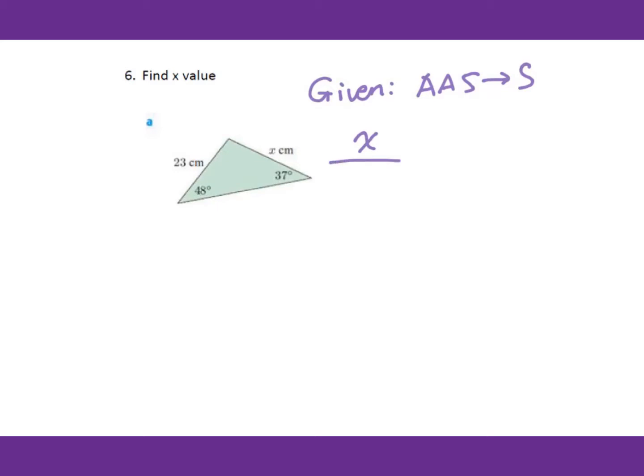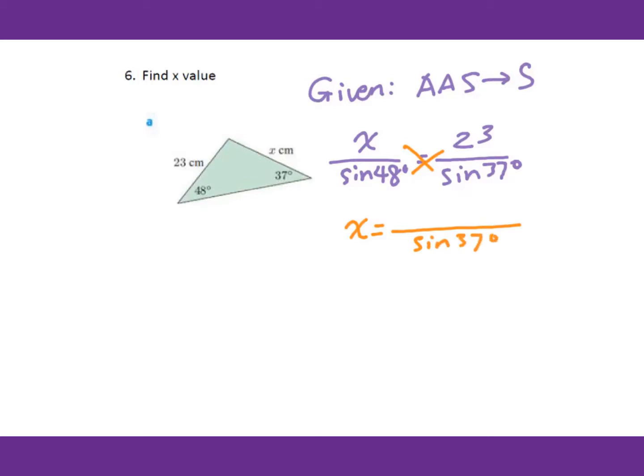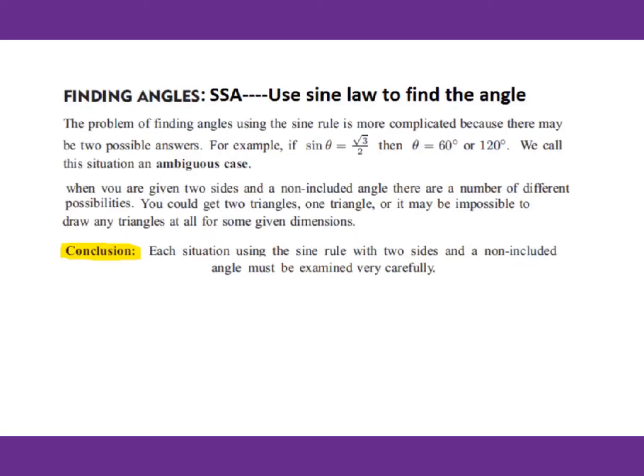Write down the formula: x over sine 48 degrees equals 23 over sine 37 degrees. Then we cross multiply to find this x. We go to the denominator, sine 37 degrees, so x equals 23 times sine 48 degrees over sine 37 degrees. So we put it into the calculator, we got 28.401 centimeters.